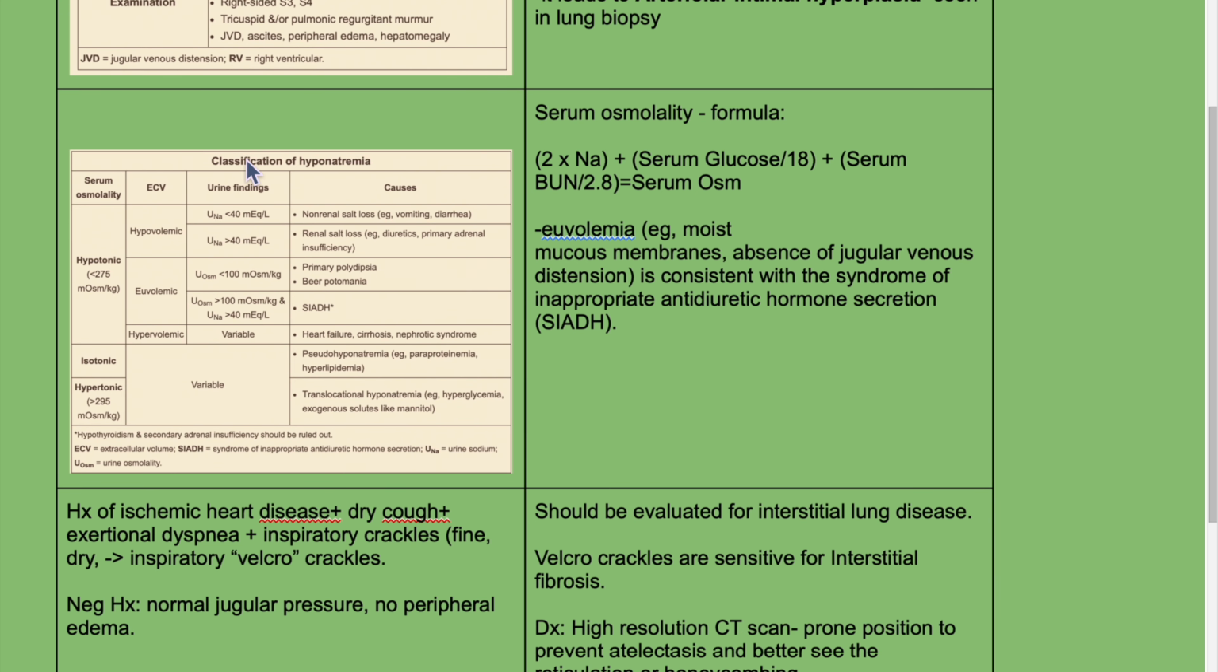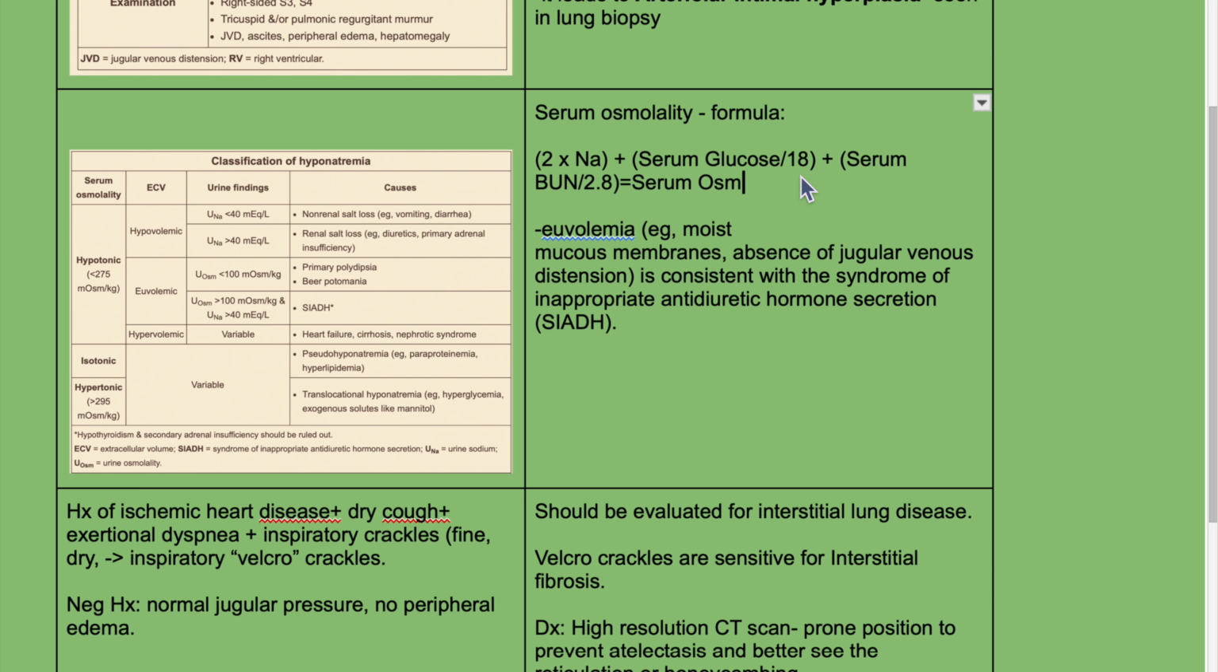Classification of hyponatremia. We're just going over the findings. We don't need to really go through it because it is there, but we will because we want to be thorough. The serum osmolality formula is this. You don't need to know it, I just put it there. 2 times sodium plus serum glucose divided by 18 plus serum BUN divided by 2.8 is equal to serum osmolality.